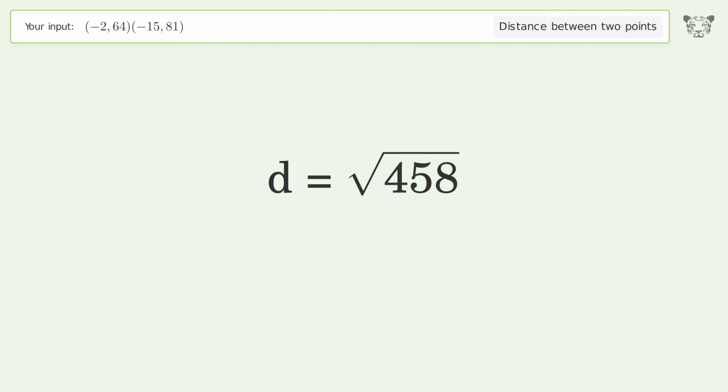And so the distance between the 2 points is the square root of 458, or 21.401.